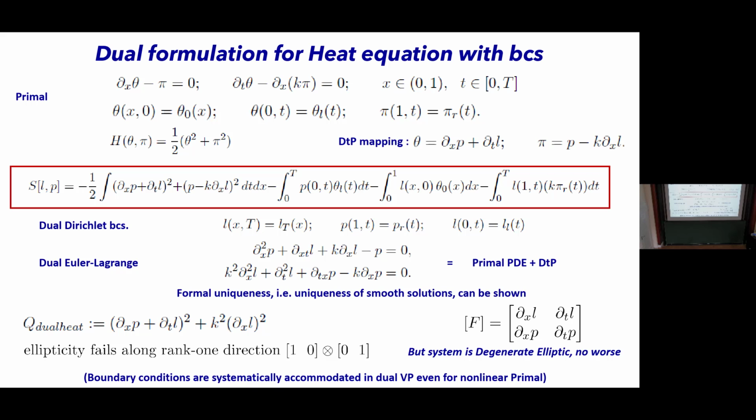Theta comes out to be this, pi comes out to be this. P is the Lagrange multiplier for this equation, L is the Lagrange multiplier for that equation. Okay? And you write the dual variational principle out, so that's that. And all the boundary conditions and initial conditions of the primal problem, they become natural boundary conditions for the dual variational problem.